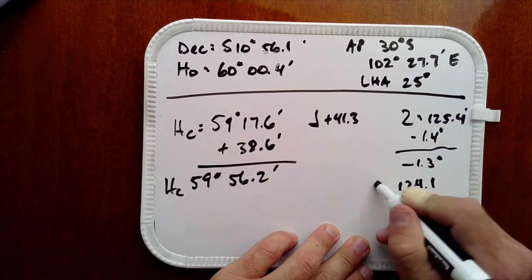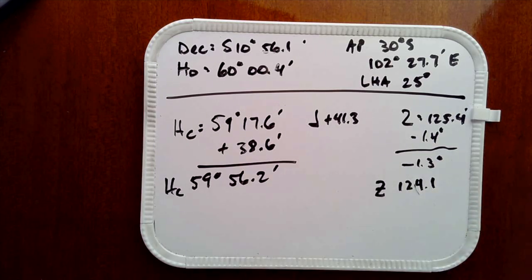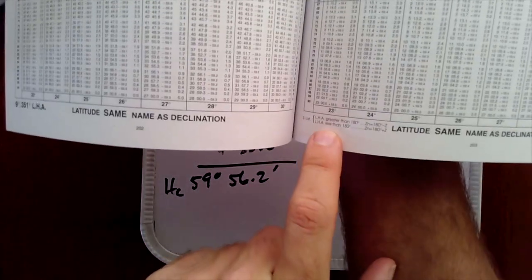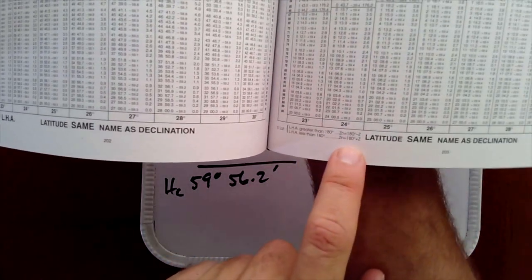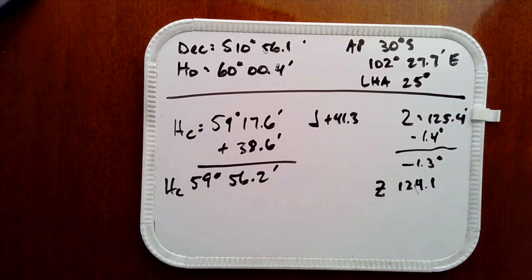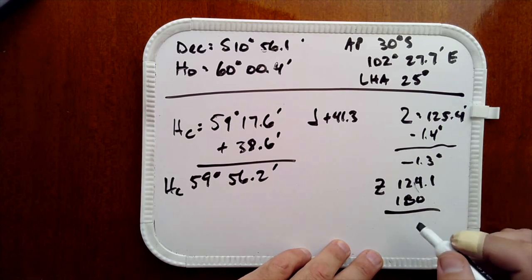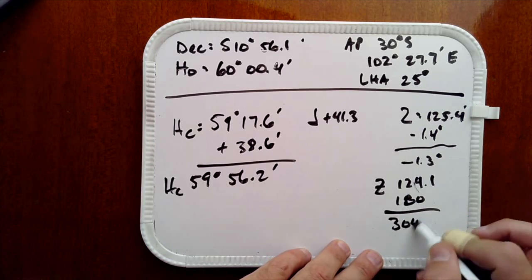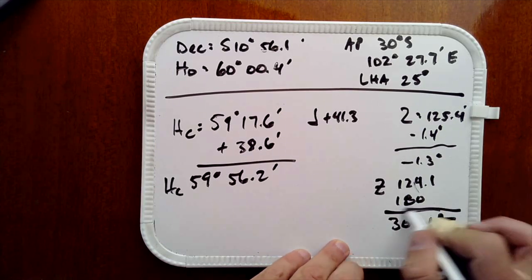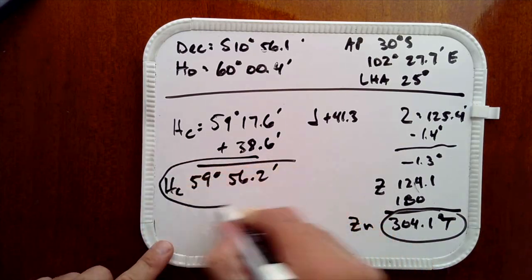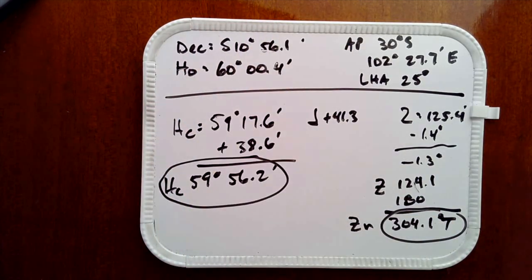So that's our Z. Then we need to apply the azimuth rules. So we're in the southern hemisphere. If LHA in our case was 25, so it's less than 180, 180 plus Z is our azimuth. So 180 plus our azimuth angle is our azimuth, and that's going to be 304.1 degrees true. So we've got our ZN, we've got our HC, onwards to step 5.